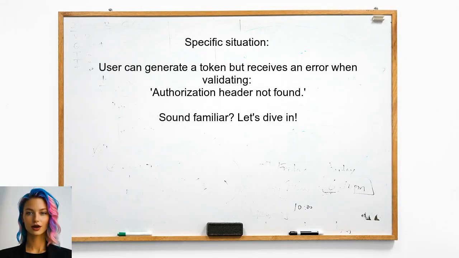Let's break down the specific situation. One user reached out saying they can generate a token using the endpoint, but when they try to validate it, they receive an error stating that the authorization header is not found. Sound familiar? Let's dive into the details.